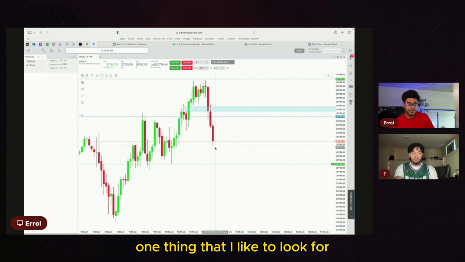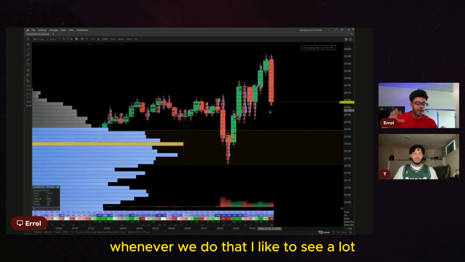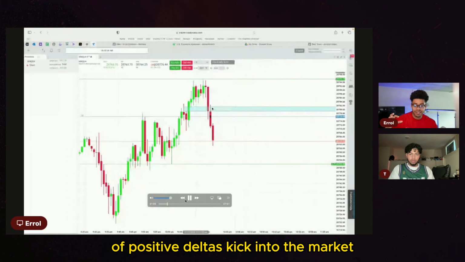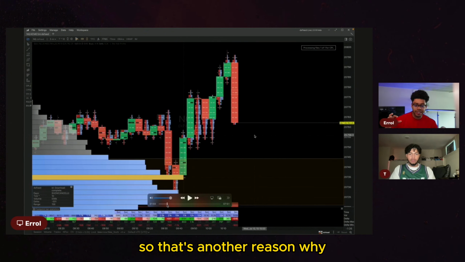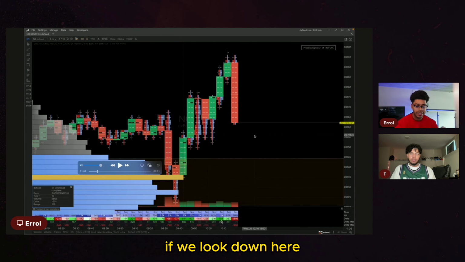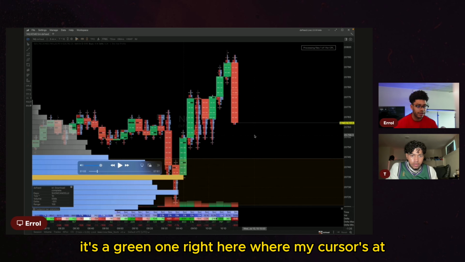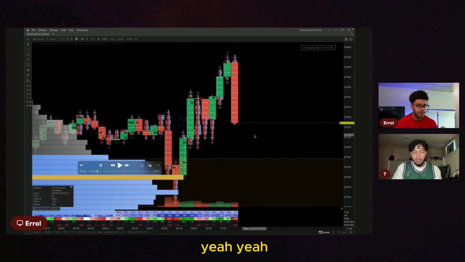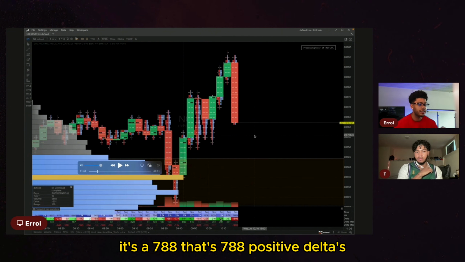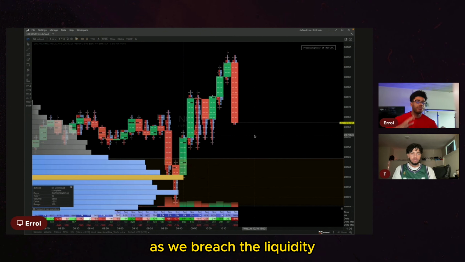One thing that I like to look for whenever we breach the external liquidity to the upside is a lot of positive deltas kicking into the market. So that's another reason why I had a little bit more conviction on this trade too. If we look down here, where it says 788 positive, it's a green one right where my cursor's at. That's 788 positive deltas. We put in that many strong deltas as we breach the liquidity.